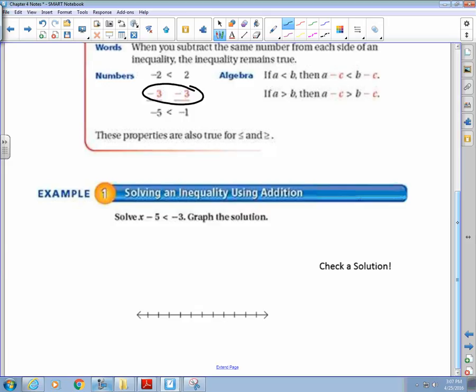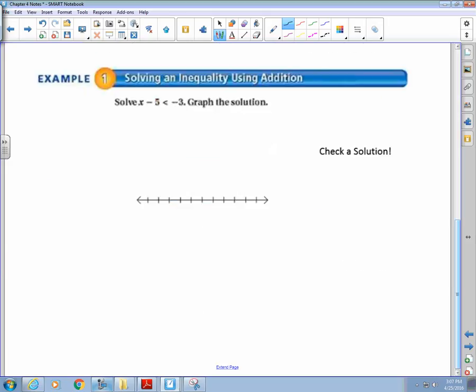Let's take a look at our first example, solving an inequality using addition. We have the problem: solve x minus 5 is less than negative 3, and then graph the solution. My inequality is x minus 5 is less than negative 3, and I'm going to undo what's happening here so that I can get x by itself. The goal is to get x by itself, x less than something. To get there, we're going to use inverse operations, the opposite of what we see. I have x minus 5, so I'm going to do the opposite and add 5.